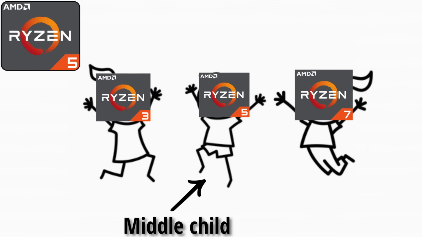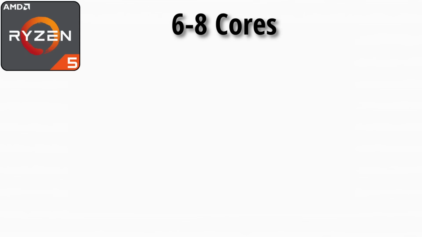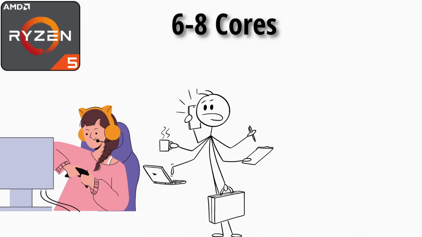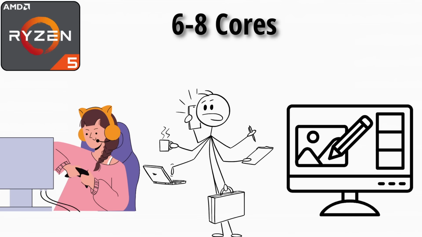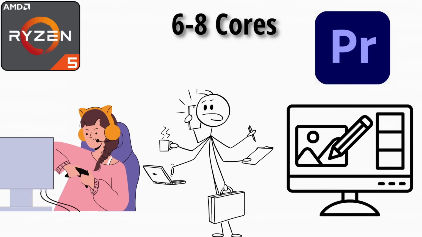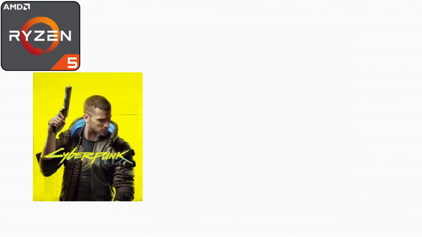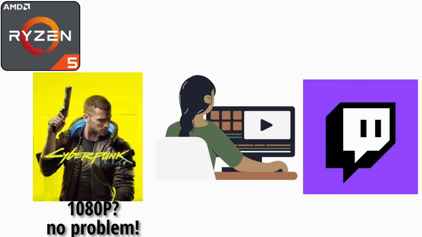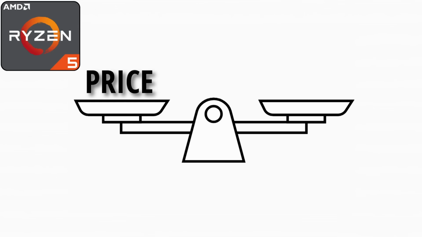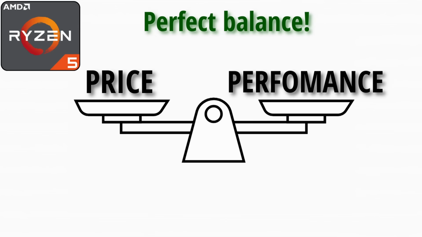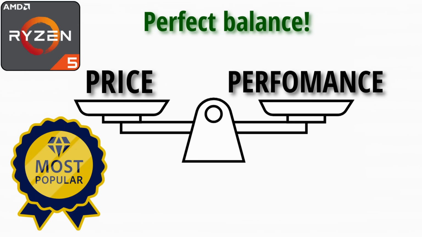Ryzen 5 is where things start to get spicy. It's the middle child, and in this case, the middle child is actually the favorite. It has 6 cores, sometimes 8, making it great for gaming, multitasking, editing photos, and running more demanding software. If Ryzen 3 is your starter Pokemon, Ryzen 5 is when it evolves, and suddenly you can game at 1080p with no problem, do some video editing, and even stream. It balances price and performance so well that honestly, it's the most popular Ryzen option.